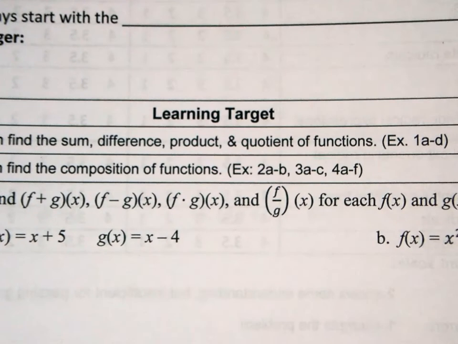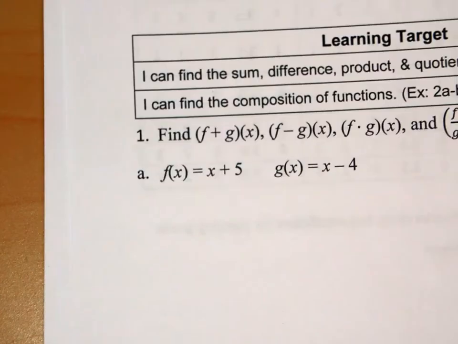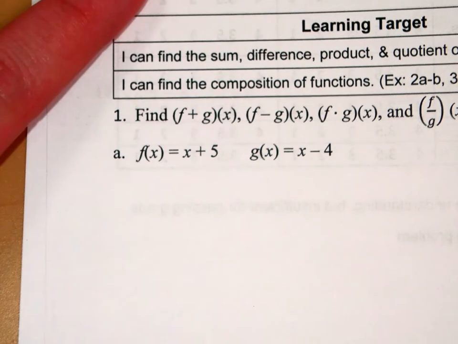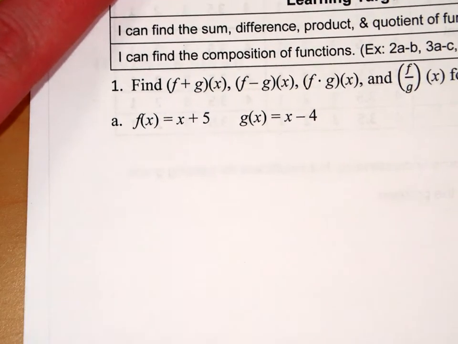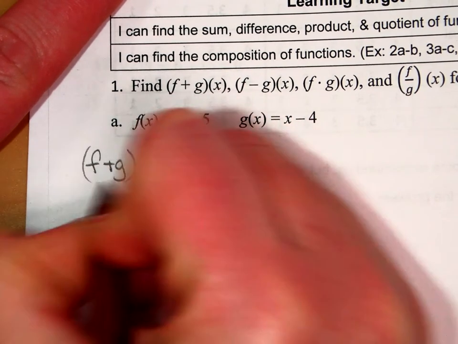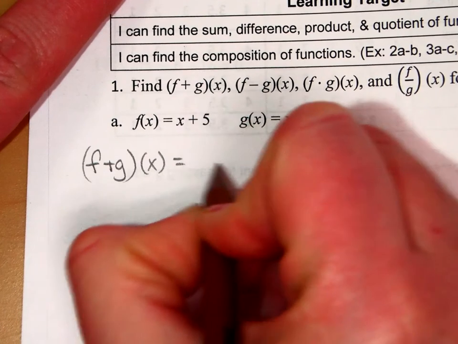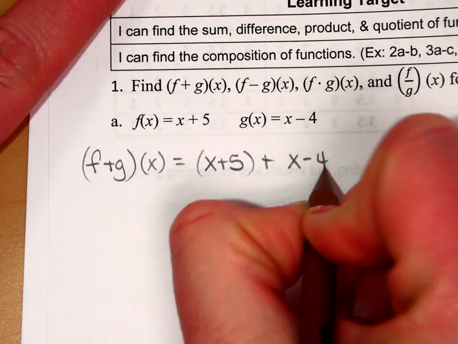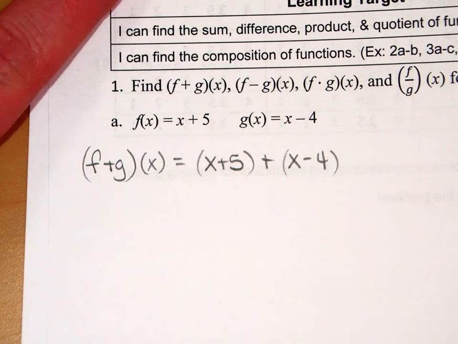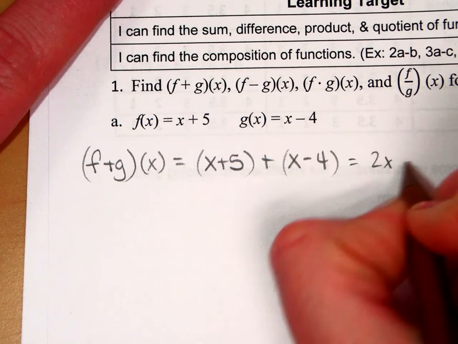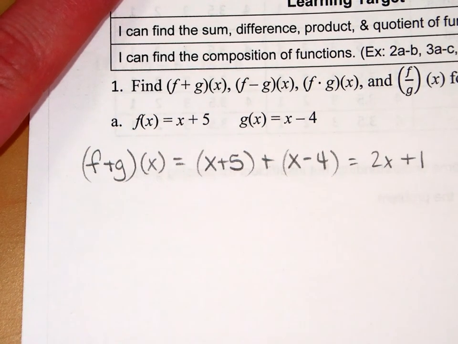So to start on this first one, I'm going to zoom out here just a bit. F plus G of X means I'm going to take X plus 5 plus X minus 4 and simplify that. So X plus X equals 2X. 5 plus a negative 4 is 1. Done. That's it.